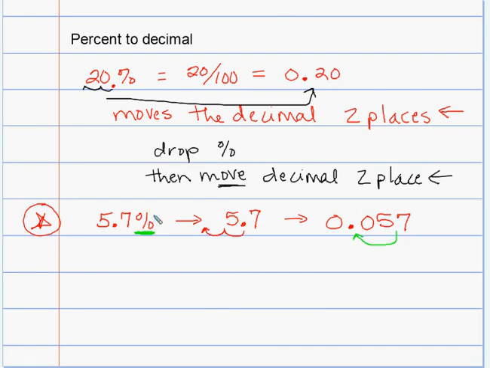Be very aware that it is a two-step process. Make sure that you're doing 2 steps when you change from percent to decimal, and then you'll do these correct every single time.